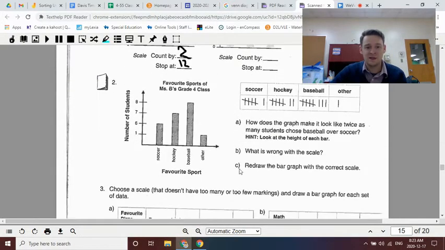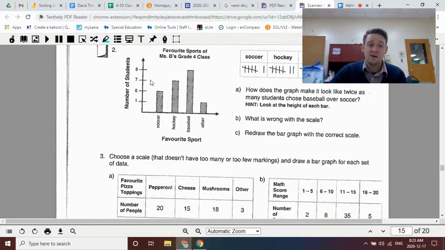Okay, the next one says, favorite sports of Mrs. B's grade 4 class. So we have a bar graph, we have a tally chart, and we've got some questions here. How does the graph make it look like twice as many students chose baseball over soccer? Hint, look at the height of each bar. So here's baseball, here's soccer. Do your best to answer that question.